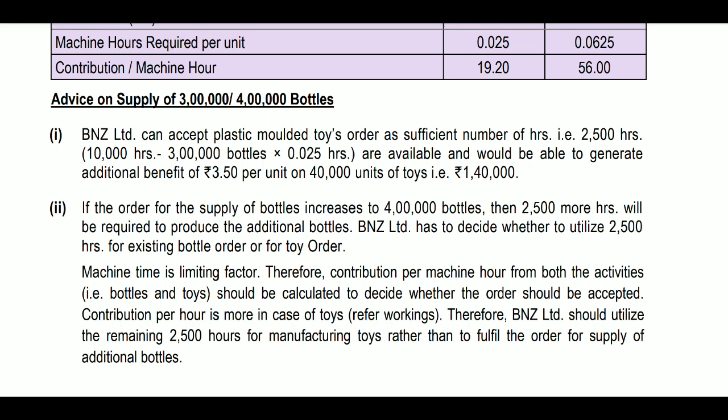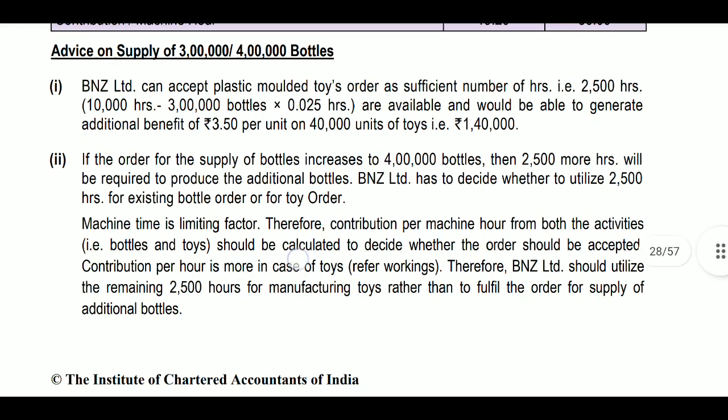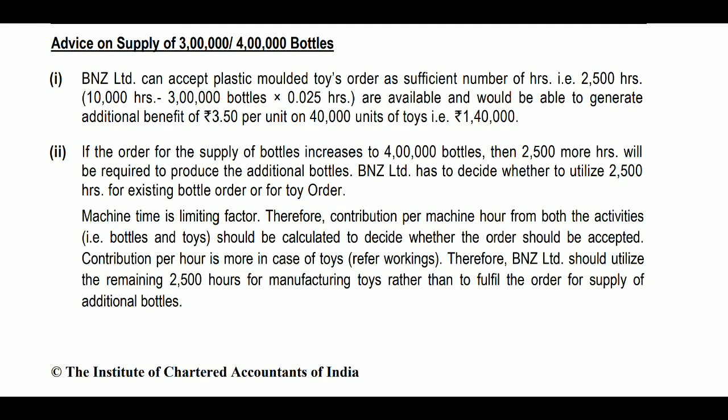Next, the second question: if the order for the supply of bottles increases to 4 lakh bottles, then an additional 2,500 hours will be required to produce the additional bottles. So here the company must decide whether to utilize 2,500 hours for the existing bottles order or for the toy order. Machine timing is the limiting factor. Therefore, contribution per machine hour for both activities shall be calculated to decide whether the order should be accepted or not.